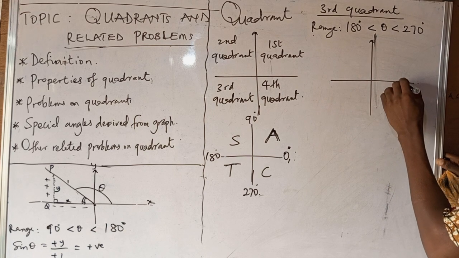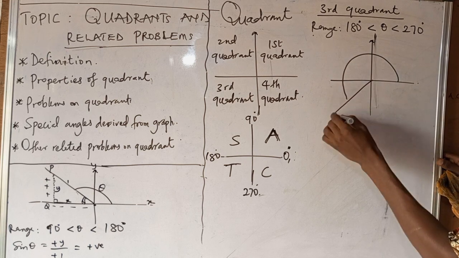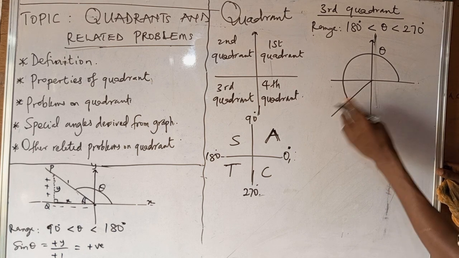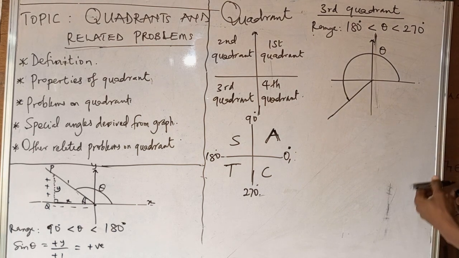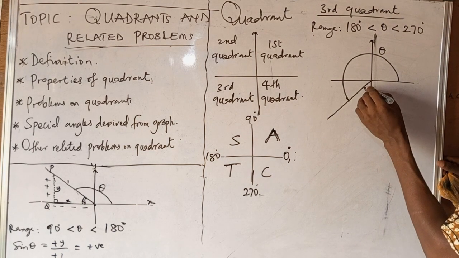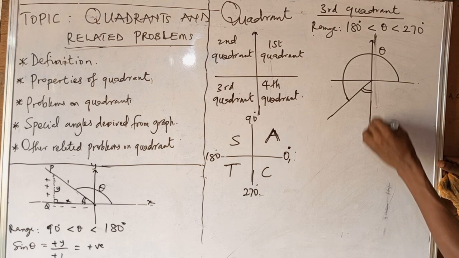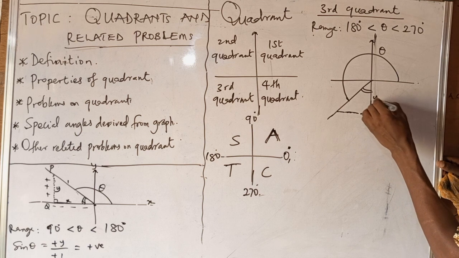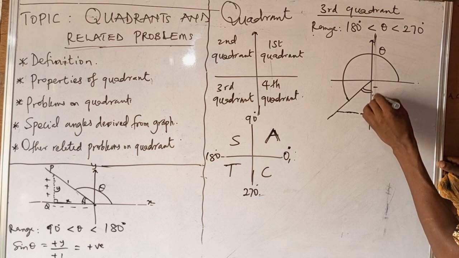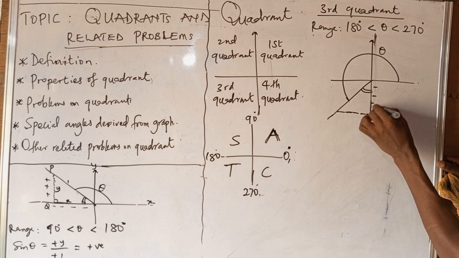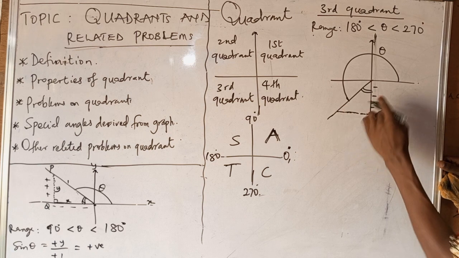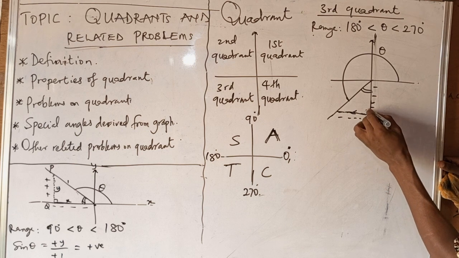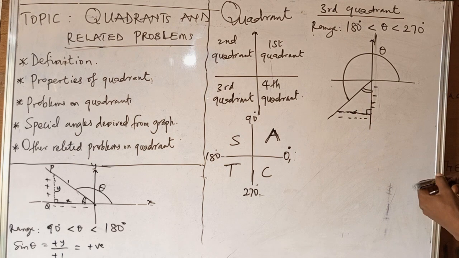Starting from here, my theta will now fall here. So this is my theta, which is a reflex angle, greater than 180 but less than 270. So this is our angle of reference. This is still my y, which is negative. Based on my initial explanation, this is negative. Then this one is also pointing in the negative direction. This is also negative. This is the right angle. This is our angle that we're looking for.